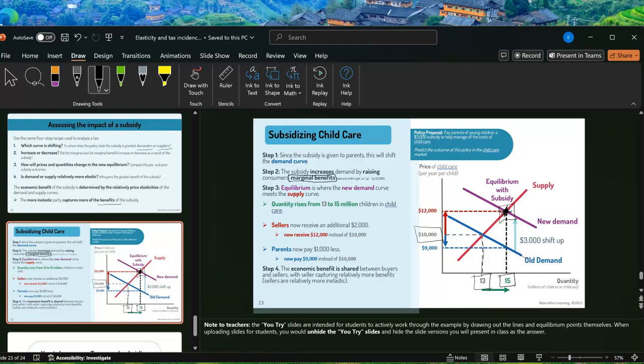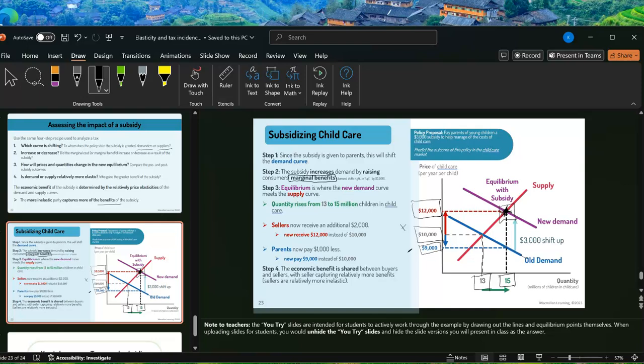and the sellers are receiving $12,000, which is an addition of $2,000 from the initial $10,000 equilibrium price, and the buyers, or the parents, are paying $9,000. That means they are paying $1,000 less than the initial $10,000 equilibrium price.